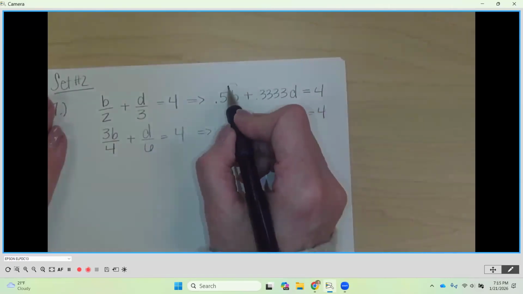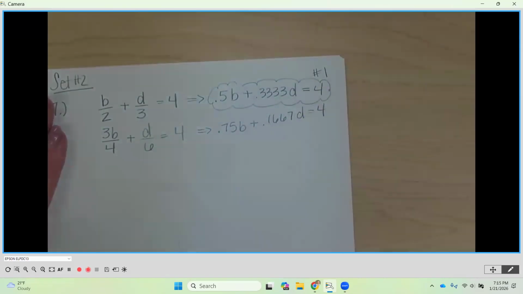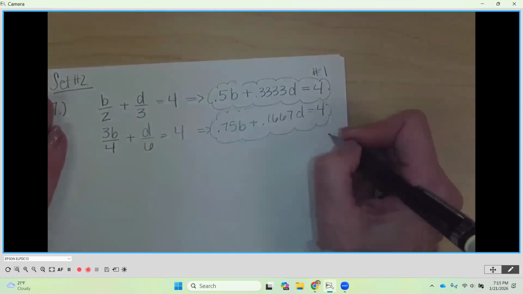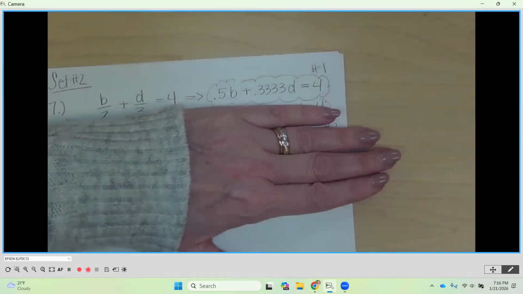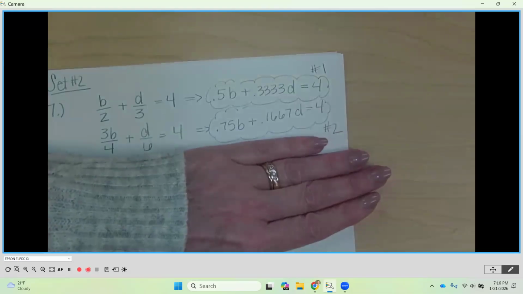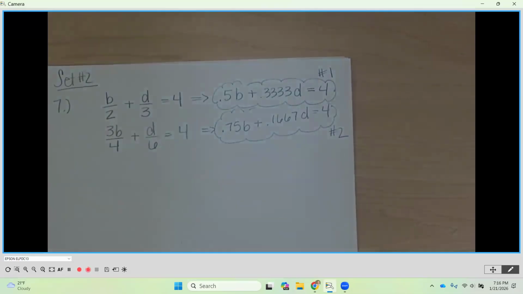I am going to identify my top equation as number 1, and my bottom equation as number 2. You don't have to put a cloud around them, you can just call them number 1 and number 2. Now, as we look at these two equations, notice that we have two equations with the same two unknowns. By themselves, I cannot solve for B or D in one equation, because algebra only lets me have one unknown in any given problem to solve for that unknown variable. But because I have a second equation with the same two unknowns, now I can use that substitution method.